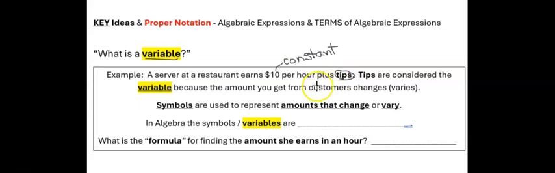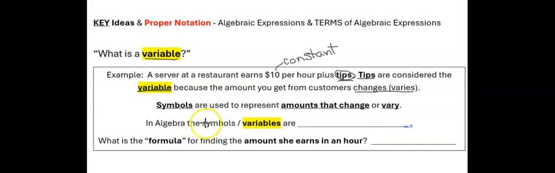So we'll call that the constant in the money you make. Okay, but on top of that, you're going to get your tips, but you're not exactly sure what you're going to make there because you don't know how many customers are going to come in and you don't know how much they're going to leave you for your tip. So that amount requires a variable if you're trying to figure out the amount that you're going to make in that 1 hour, because it's going to change. That tip amount changes from hour to hour. So to figure out how much you're going to make, we're going to need to use a symbol to represent your tips and to represent that amount that's going to change or vary.